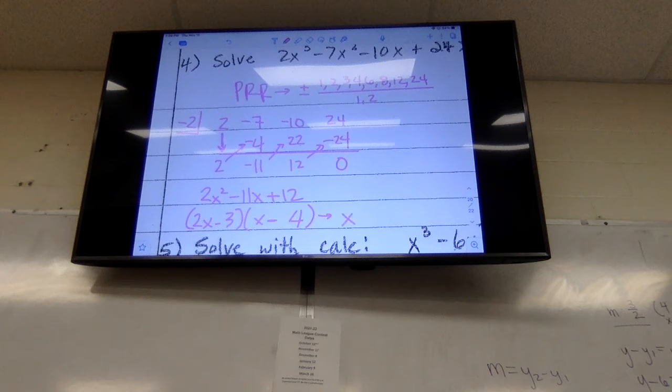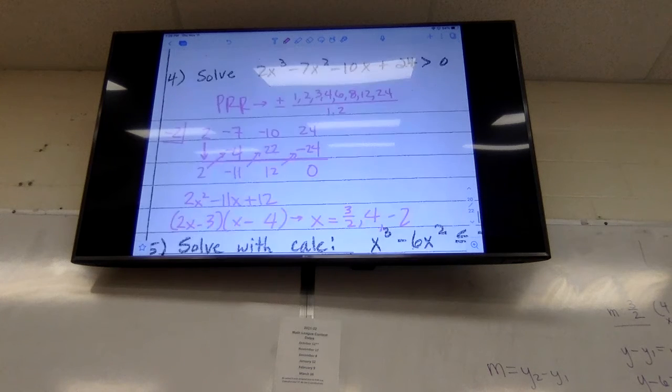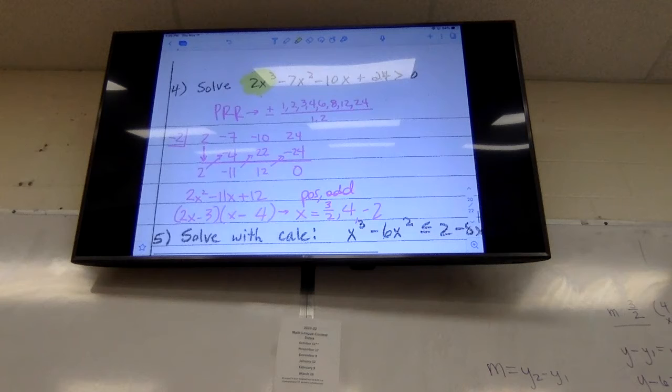So x equals 3/2 and 4. And then don't forget the x that we use in synthetic division that also counts as a zero. So what else should I write next to those two numbers? -2, very good. Those are my zeros. Can we list positive, negative, even, odd now? What do we think? Positive? Oh. Remember when it's not factored, just look at the very first term. Sorry, did I interrupt somebody? Okay, positive, odd, those are my zeros.